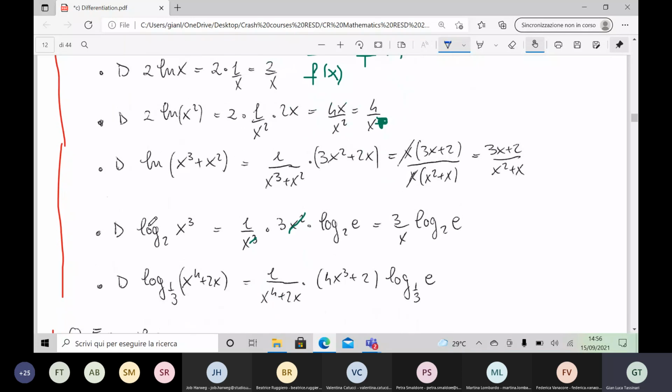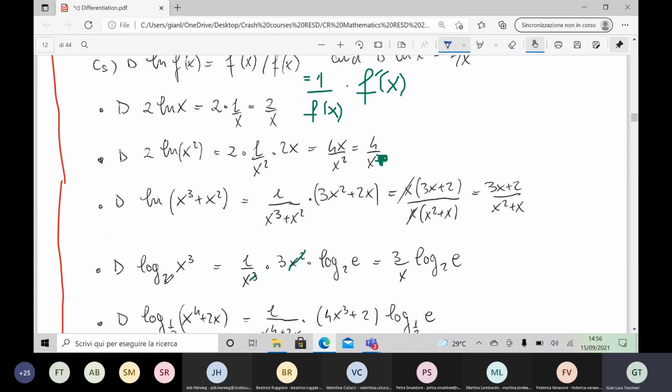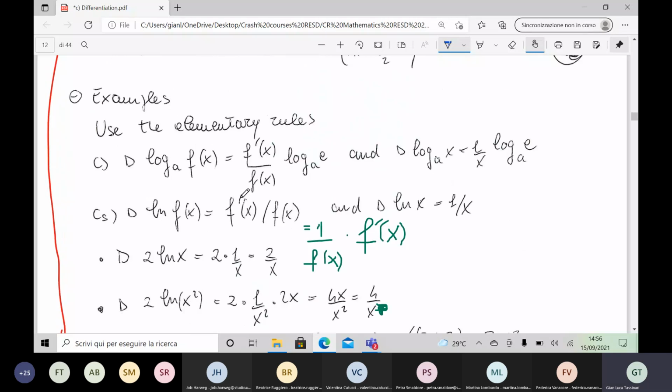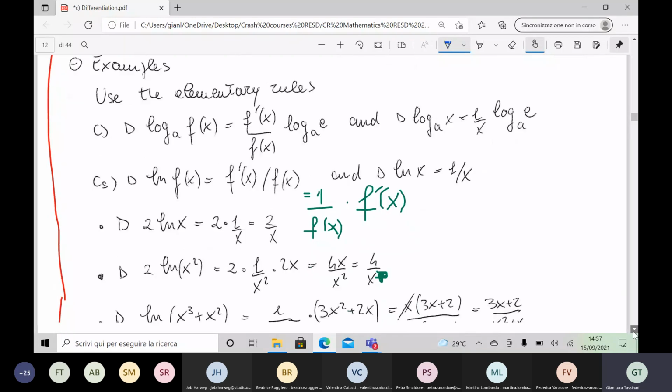Logarithm with basis 2 of x to the power 3. This is a logarithm with basis a of f of x. So we cannot use this one, we cannot use this one, we cannot use this one. In this case, we need to use the most general. So again, it is 1 over f of x times f prime times logarithm with basis a of e. So we go below, okay.